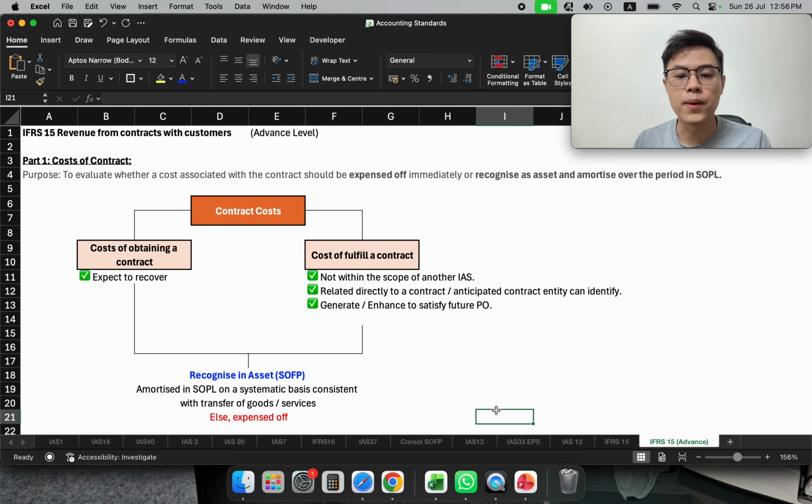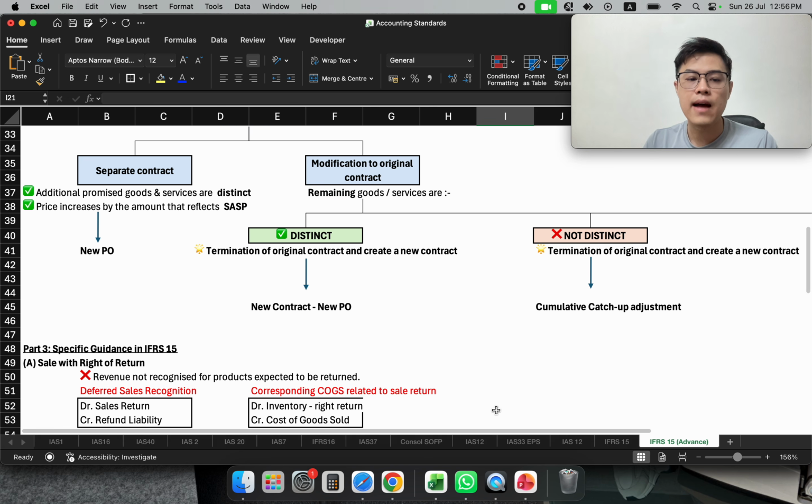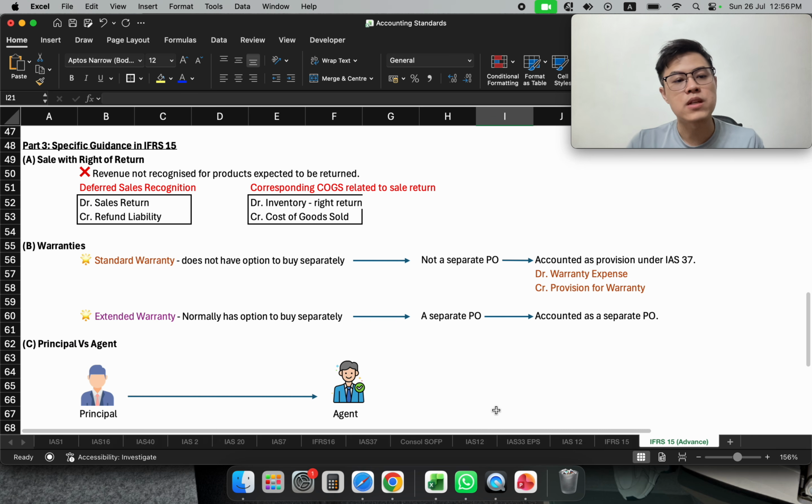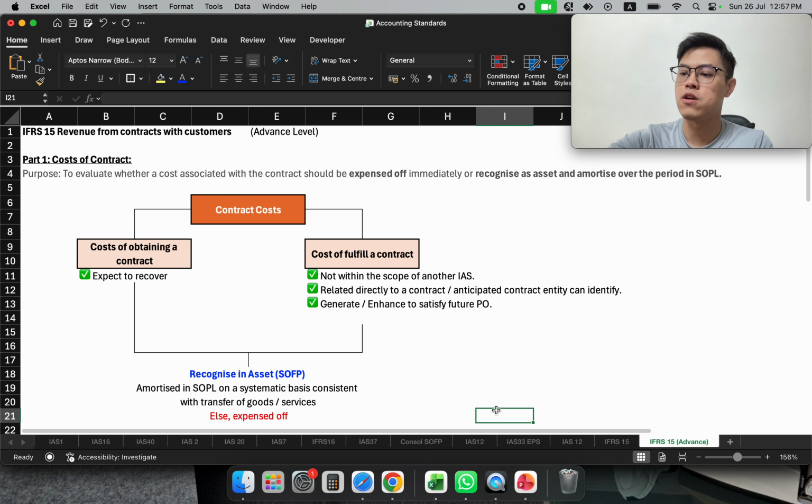The second part will be on our contract modifications, where if we realize that there are certain things in our contract being modified, will these particular modifications result in a new promise, or won't they? It's just a rectification of the existing performance obligations, or what we know as promises. And last, we will look at field-specific guidance under IFRS 15. So now, let us start with our cost of contract.